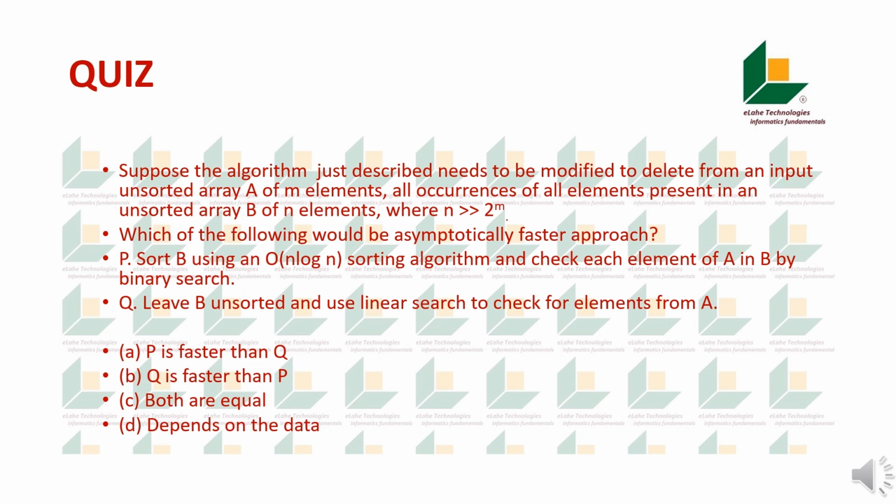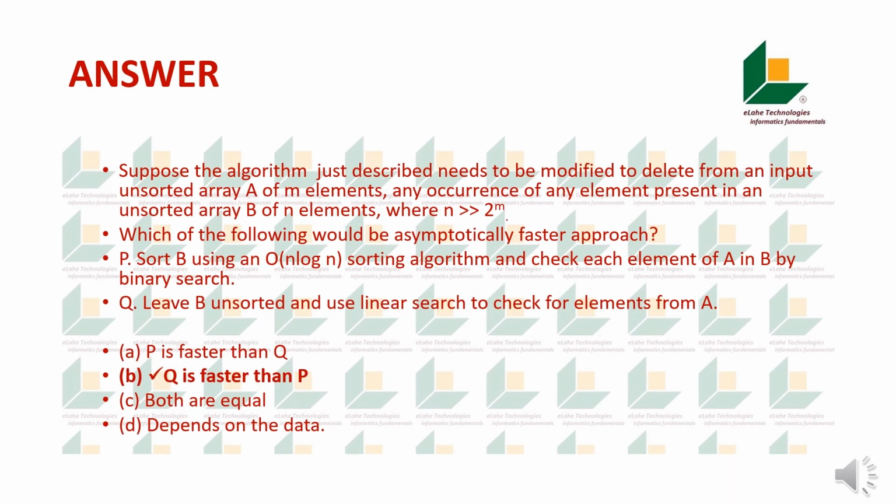Approach P. Sort B using an order n log n sorting algorithm and check each element of A in B by binary search. Or approach Q, leave B unsorted and use linear search to check for elements from A. Option A, P is faster than Q. Option B, Q is faster than P. Option C, both are equal. Answer, option B, Q is faster than P. P takes order n log n time, Q takes order n m. Here m is much smaller than log n.